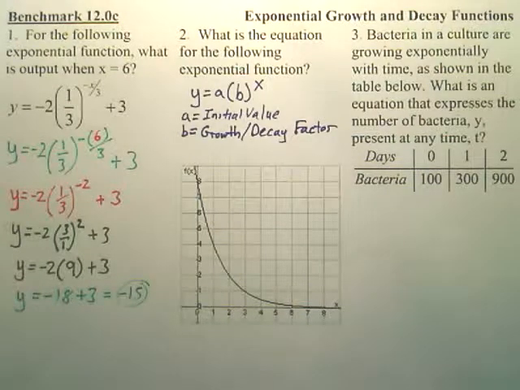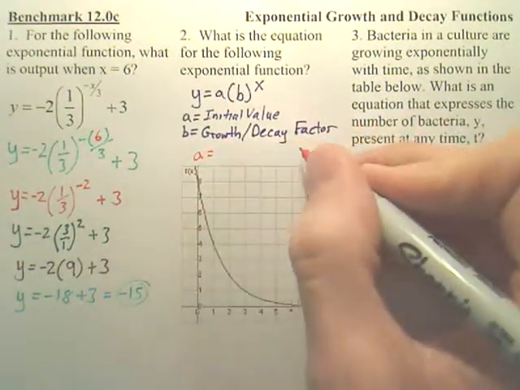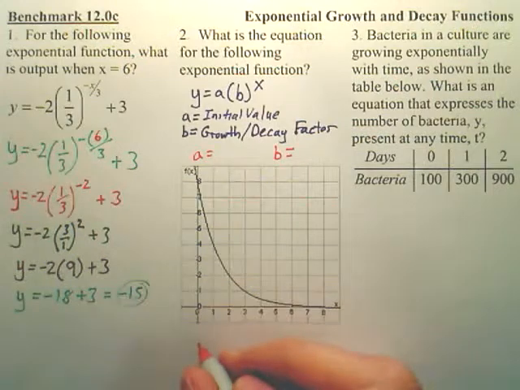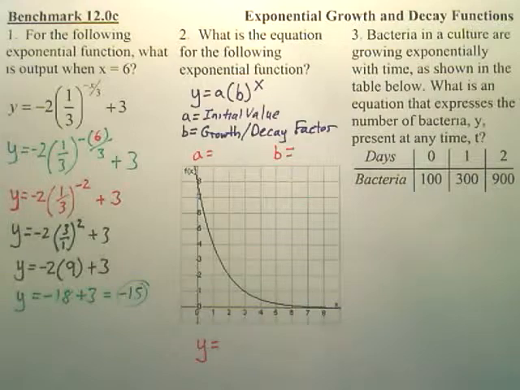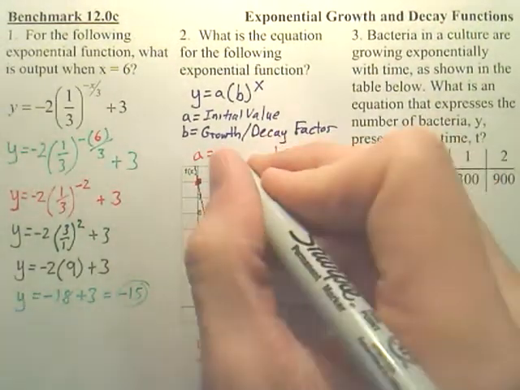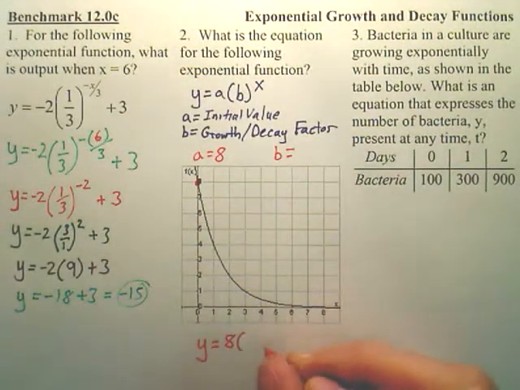So, to get this problem, we basically have to find out what's A, what's B, and then we have our equation. So, A is pretty easy. Look at your graph. Where does it start? 8. So A is 8. So this is going to be 8.